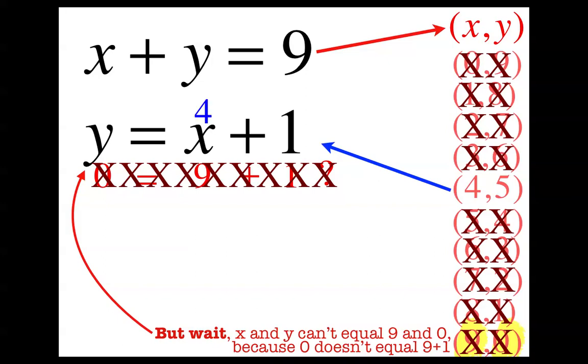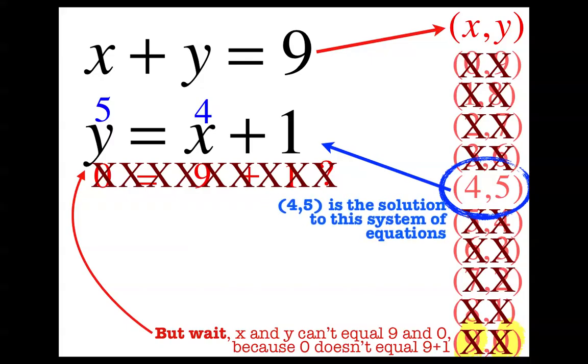4 comma 5 is the only one that works, because when you plug a 4 in for x, 4 plus 1 actually does come out to 5. Therefore, 4 comma 5 is the solution. It's the actual combination of numbers that works for both equations.